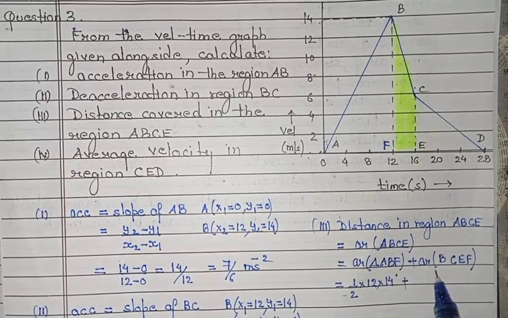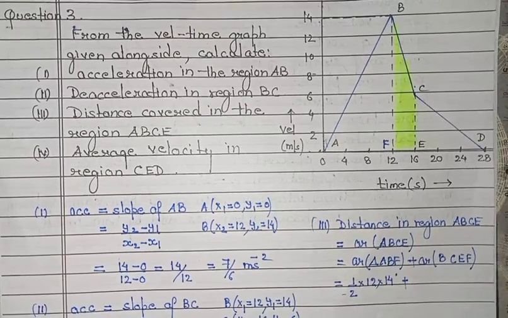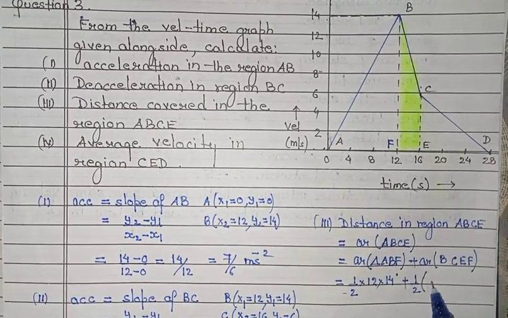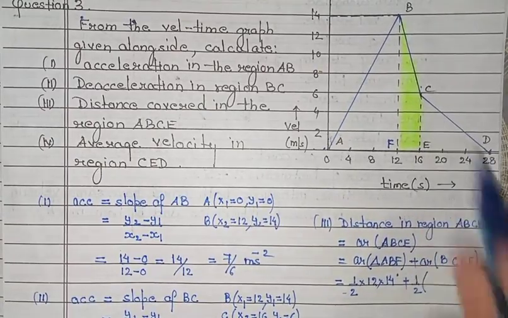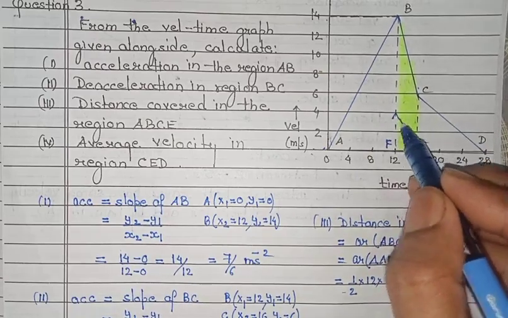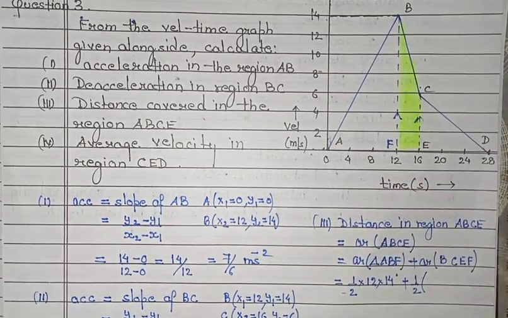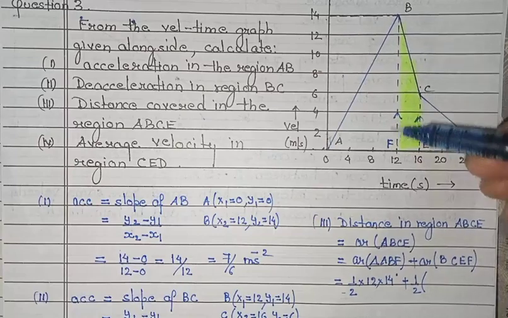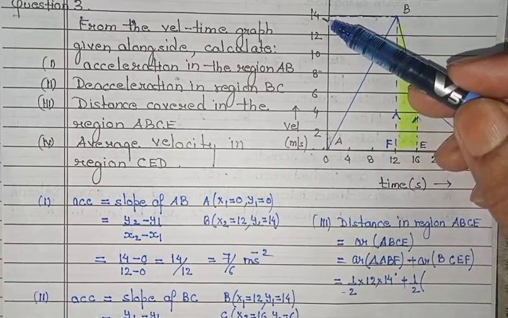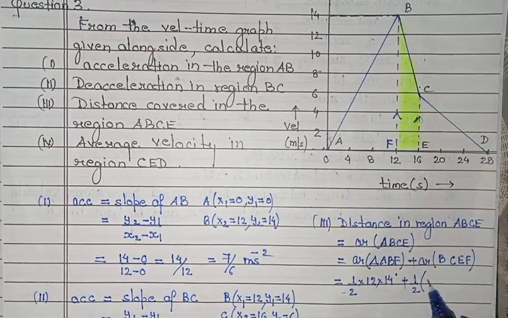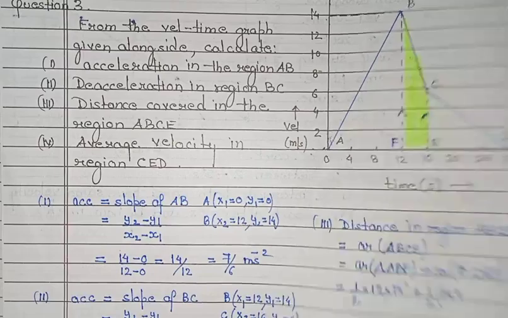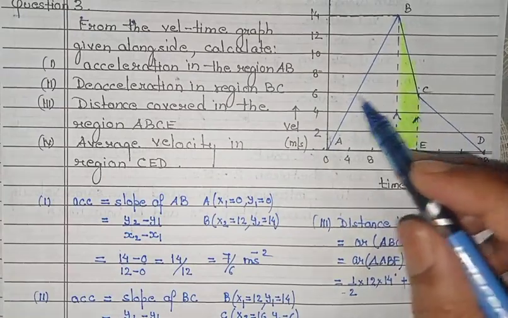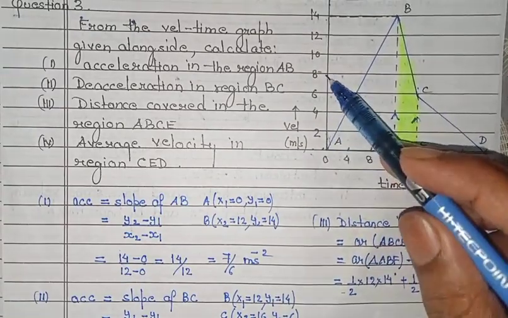Now we will get the area of the trapezium. The formula for the area of a trapezium is half. Now we need the sum of parallel sides. In the figure you can see these two sides are the parallel sides. So we need to get the length of these two parallel sides. The length of BF, as you can see from the graph, is 14, plus the other parallel side is CE. You can see from the graph this length CE is equivalent to 8.